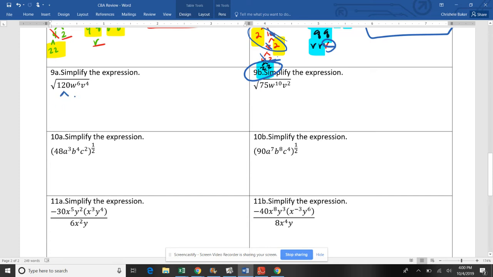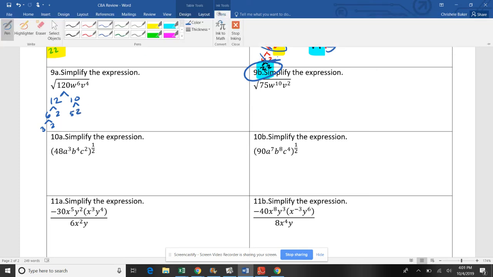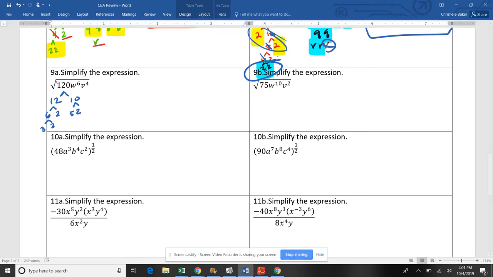120. There's multiple ways to break that down. I'm just going to do 12 times 10. It doesn't matter what you do. We should get the same prime factorization when we get down to the bottom. So again, 120 is composite, 12 is composite, 10 is composite, 6 is composite. So I'm just looking at my prime numbers. A group of 2s, that's it.